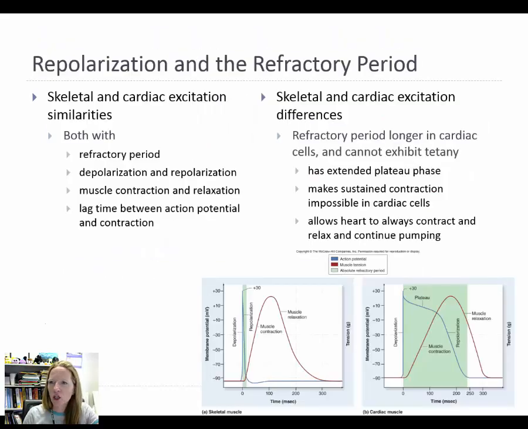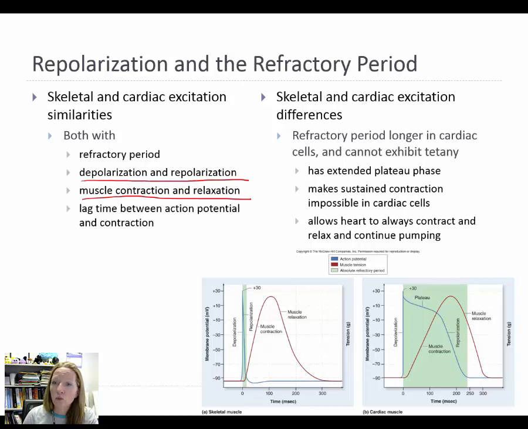So let's go ahead and take a look at some similarities and differences between skeletal muscle and cardiac muscle. Because I did talk about how they're very similar in their cross-bridge cycling. See, look at that. Both are going to be very similar in muscle contraction and relaxation. They both undergo depolarization and repolarization.